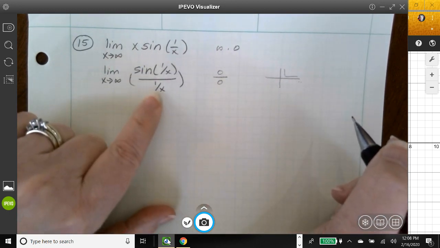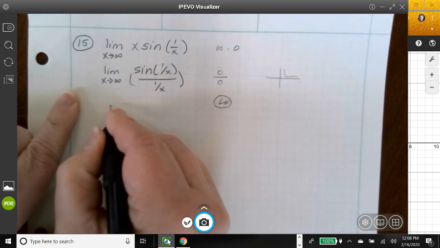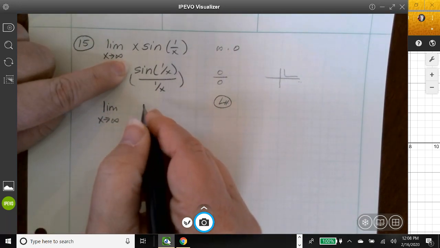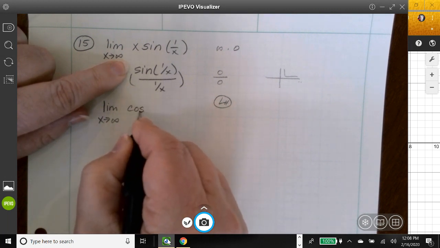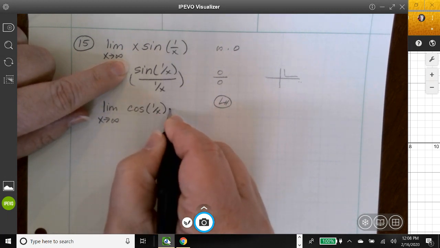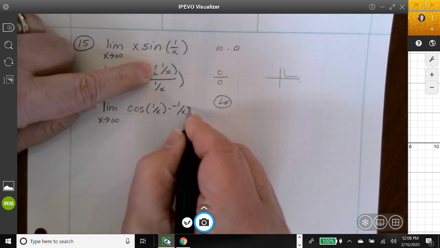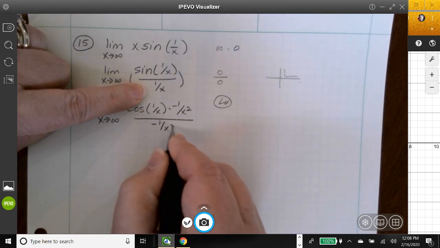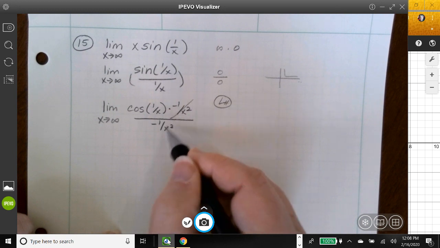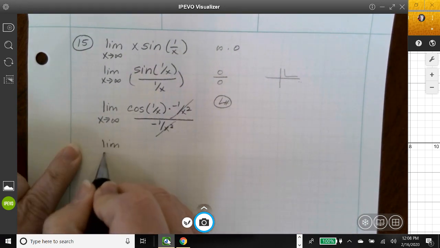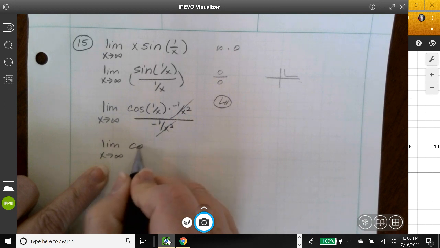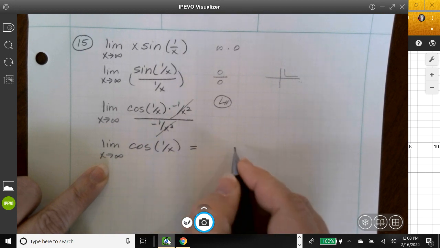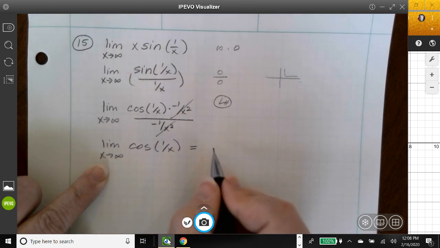So this is 0 over 0. Now I can use L'Hopital's rule, get the limit as x approaches infinity of, well, this is composite, so I've got to use the chain rule. So this is going to be the cosine of, keep the argument, times the derivative of the argument, which is negative 1 over x squared, all over the derivative of the denominator, which is, lo and behold, negative 1 over x squared. And these two things cancel, and I'm left with the limit as x approaches infinity of the cosine of 1 over x. And this is approaching the cosine of 0, which is 1.